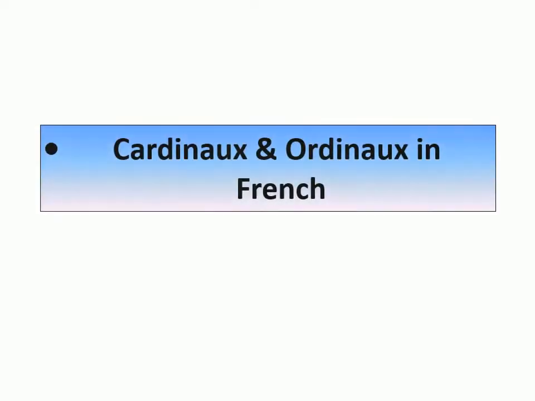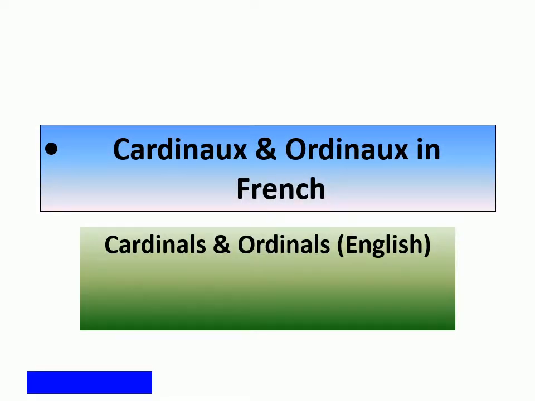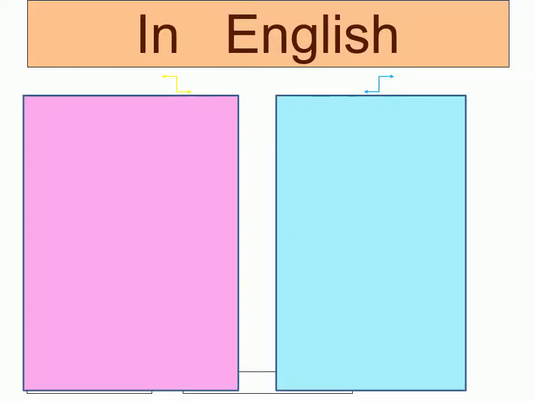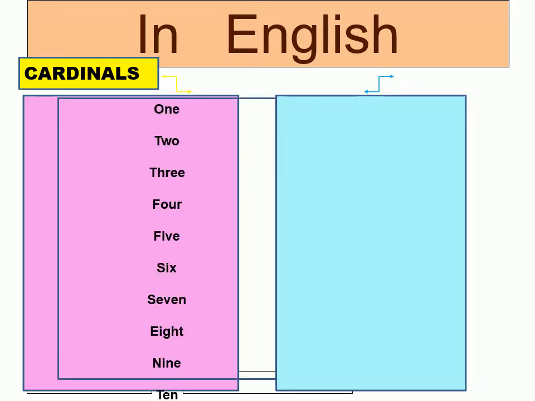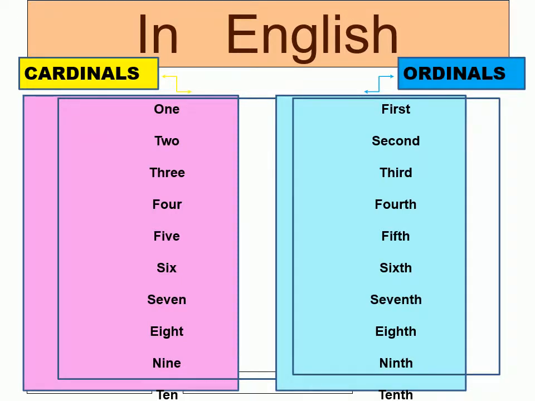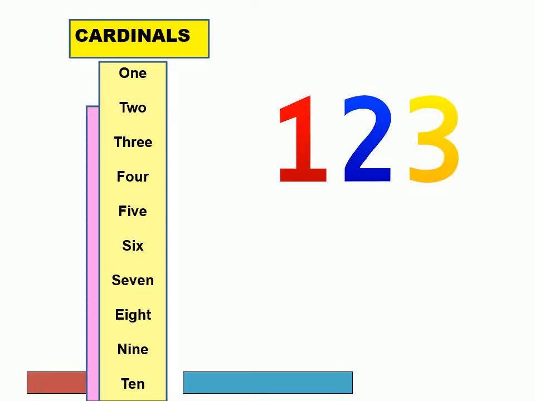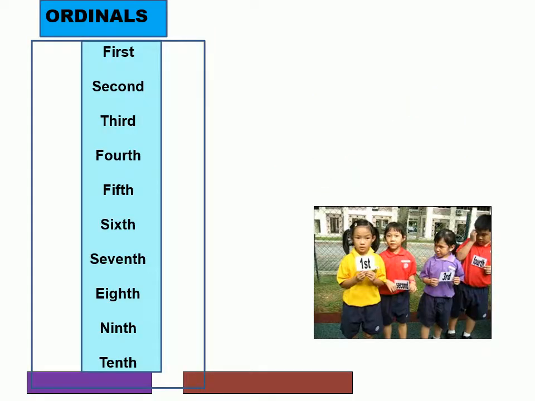Cardinaux and Ordinaux in French. Cardinals and Ordinals, English. In English. Cardinals. 1, 2, 3, 4, 5, 6, 7, 8, 9, 10. Ordinals. 1st, 2nd, 3rd, 4th, 5th, 6th, 7th, 8th, 9th, 10th. Cardinals. Ordinals.